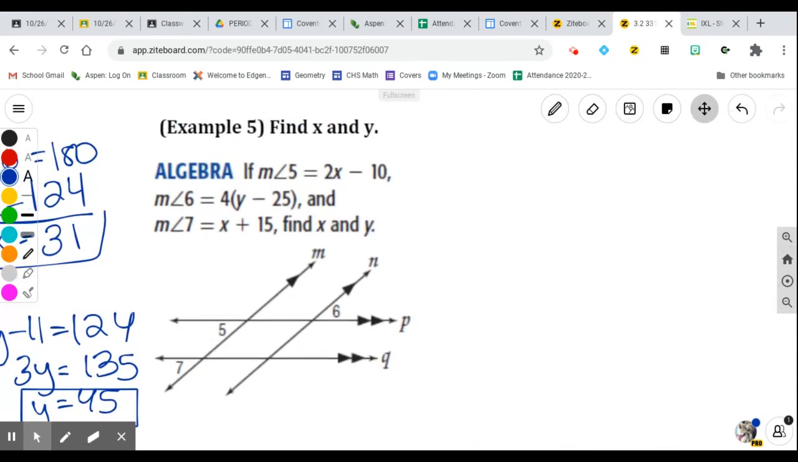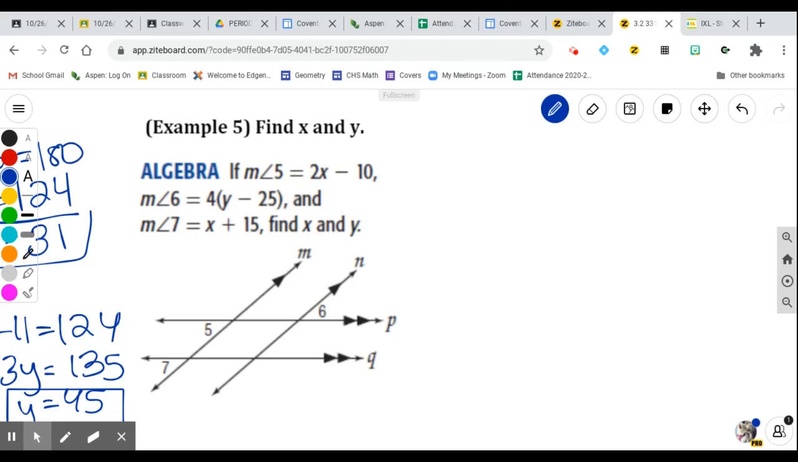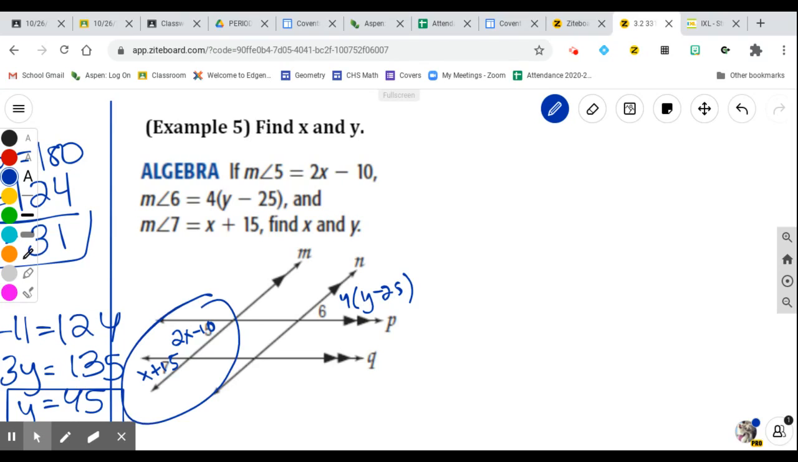So our last example, if we label the picture, angle 5 is 2x minus 10. Angle 7 is x plus 15. Draw a little line over here. Angle 6 is 4 times y minus 25. So this one, we have 3 angles that were given. Notice 2 of them, 5 and 7, have an x in them. And then this one over here has a y in it.